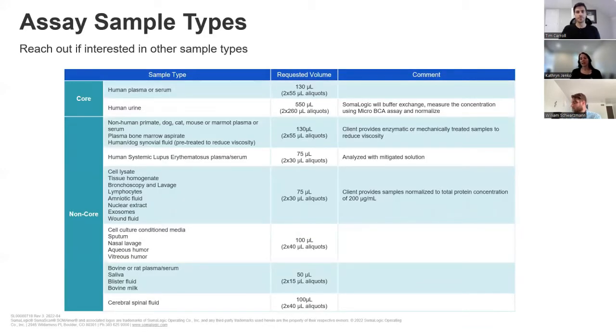And so here is a list of some of the samples that customers are running on our assay. You can see human EDTA plasma and human serum and human urine as our core sample types and the volume requirements that we ask from the customers. For non-core sample types, customers are running things like non-human primates, mouse samples, cell lysates, tissue homogenates, aqueous humor, vitreous humor, CSF. The list goes on and on.